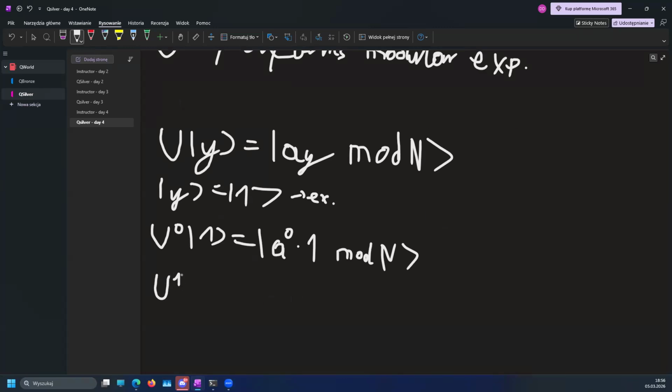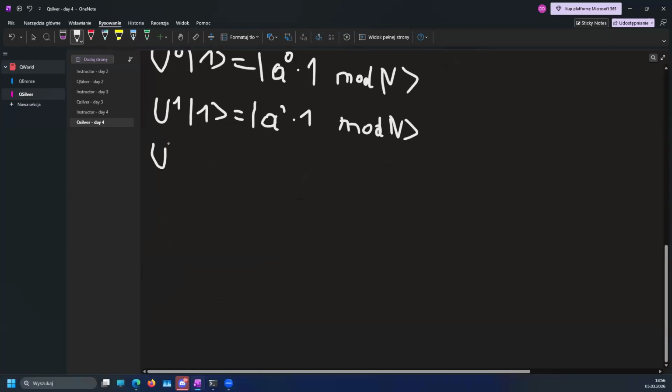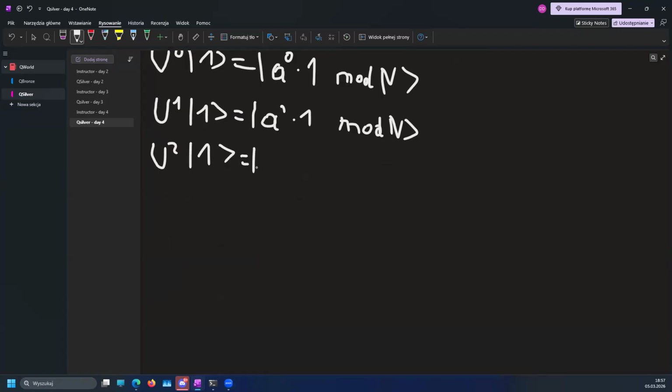Now let's apply this with the first power. So our R is equal to 1. If you apply it here, then we will get a to the first power times 1 mod n. And let's make one more example. So U to the second power will be just a to the second power times 1, remainder n.